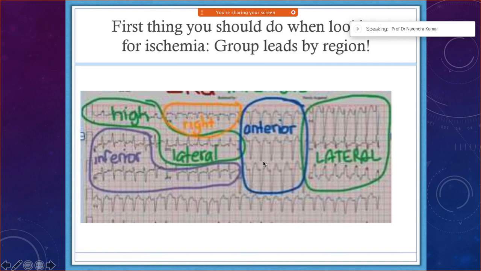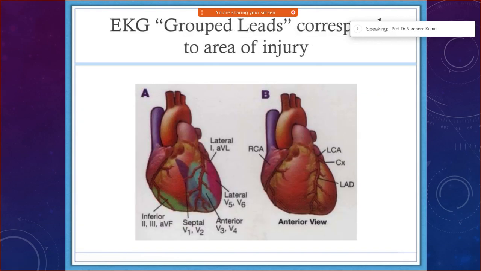V1, V2 as well. And why is that? To be able to differentiate whether it is an RVMI or a posterior wall MI. As I said, if there is an inferior wall MI and in V1, V2 there is slight ST elevation, then you are going to notice that there will be RVMI, right?